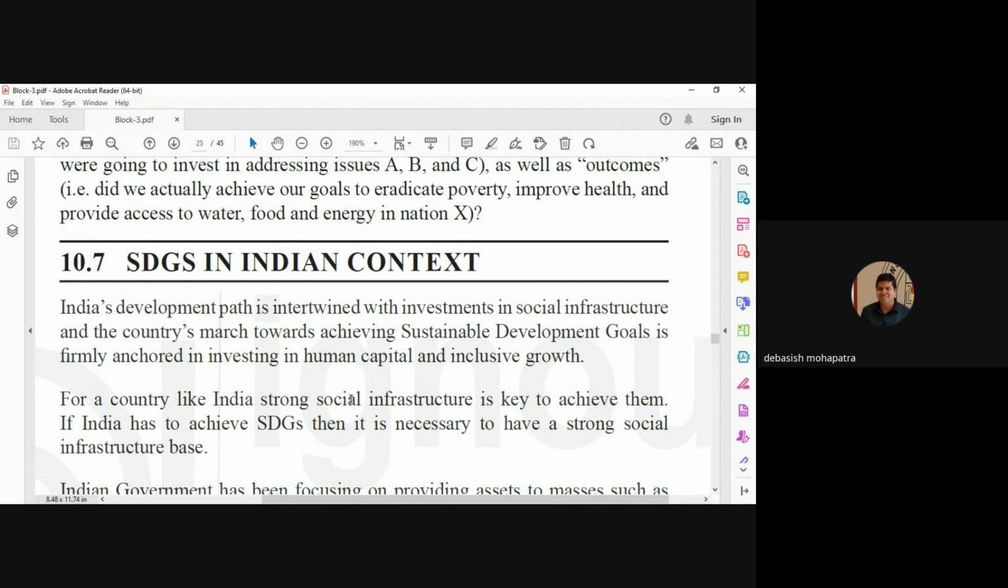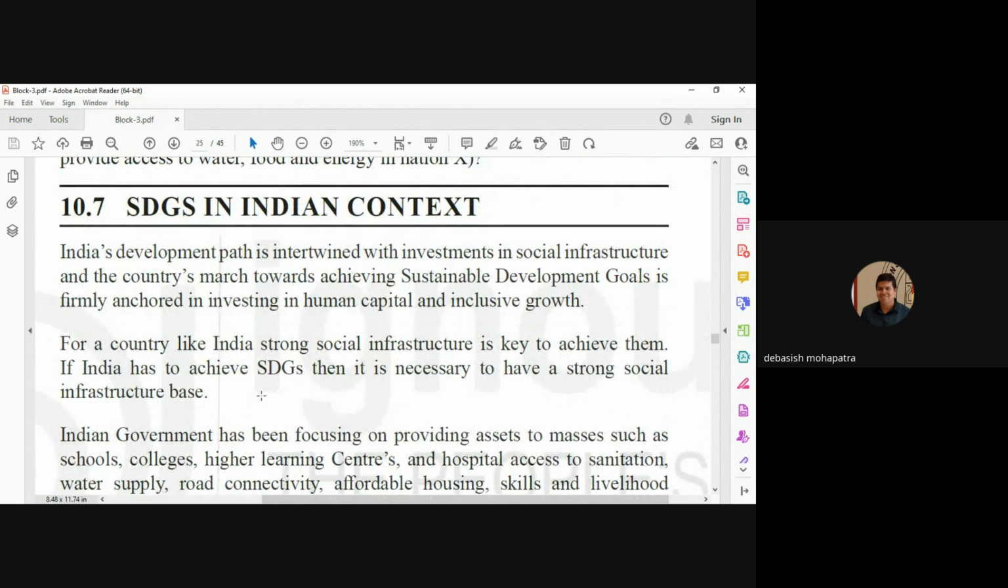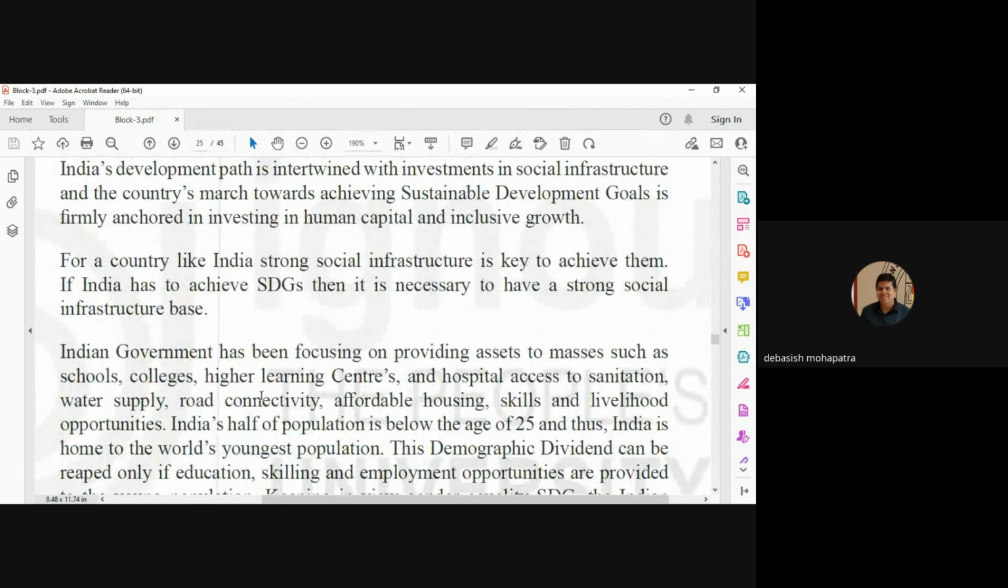And SDGs in the Indian context. India's development path is intertwined with investments in social infrastructure, and the country's march towards achieving the sustainable development goals is firmly anchored in investing in natural and human capital and inclusive growth. For a country like India, strong social infrastructure is key to achieving them. If India has to achieve the SDGs, then it is necessary to have a strong social infrastructure base.